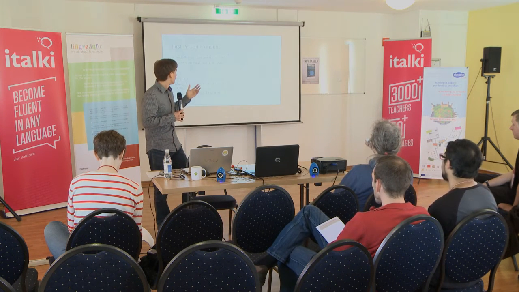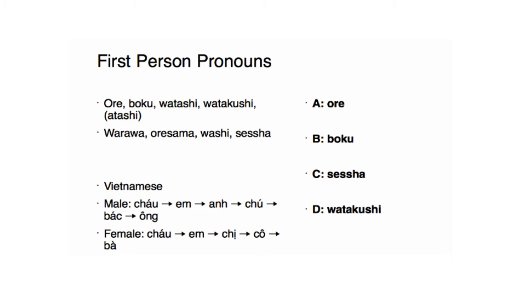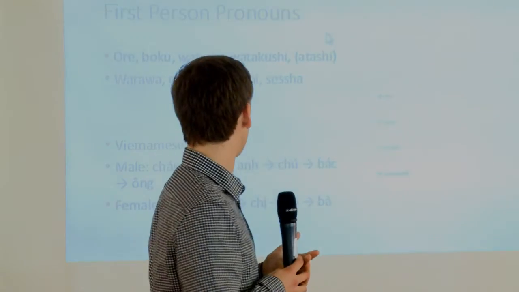So we got 4 characters. Ore, which was the manly one. Boku, which was the not as manly one. So you're still a guy. Sesha, which is the one used for samurai. And watashi, which is the formal one, the posh one, the queen one.